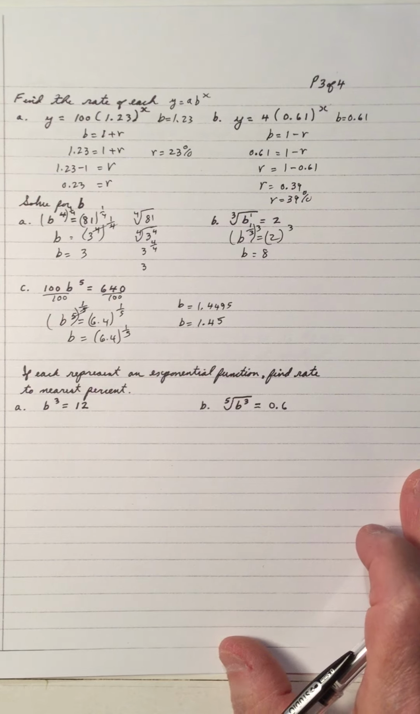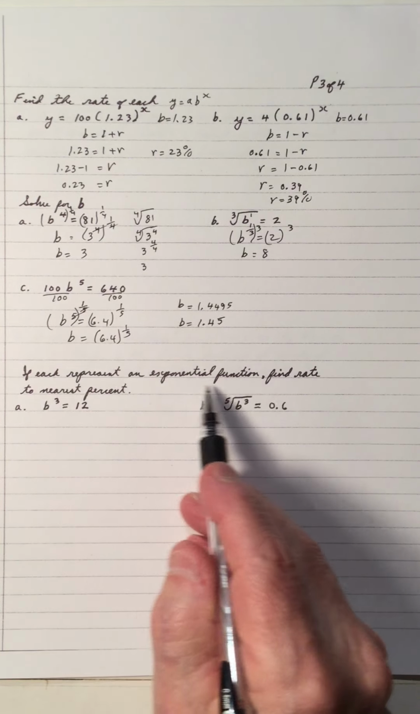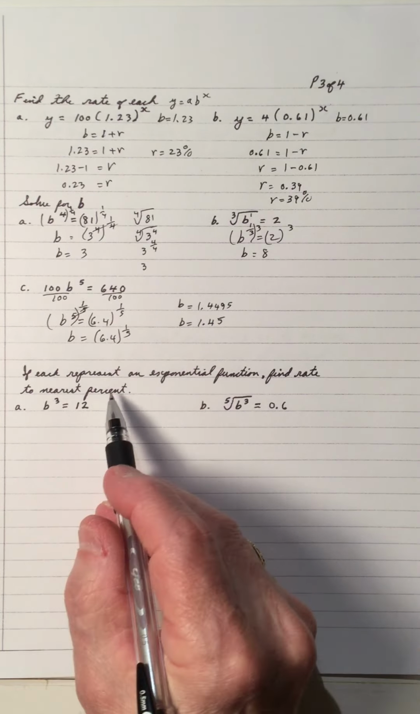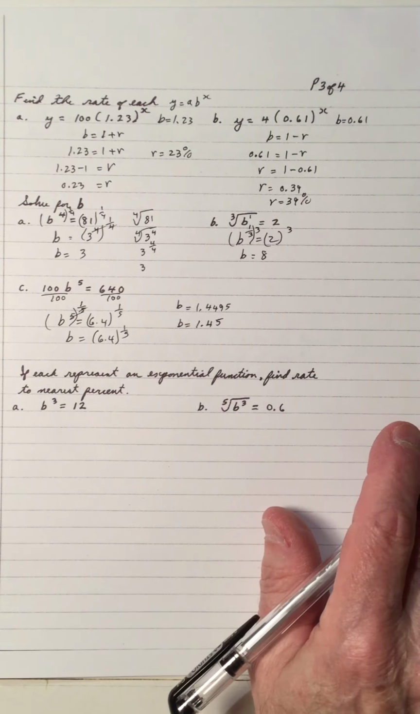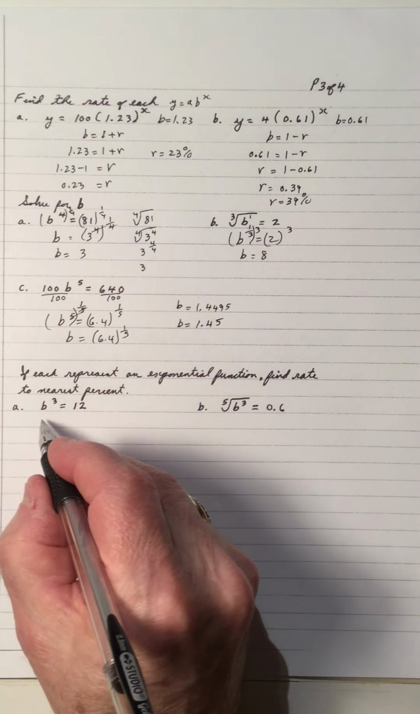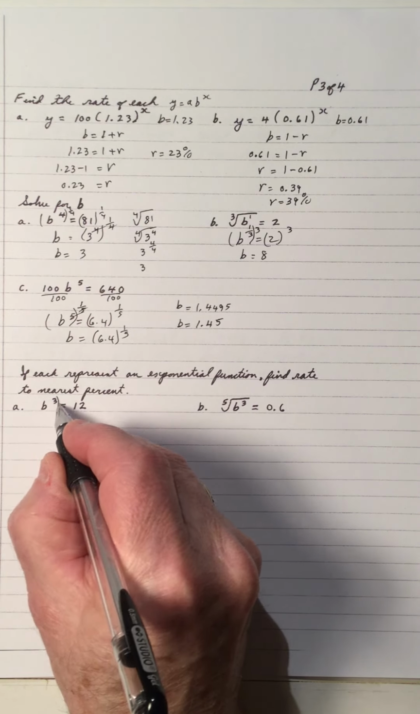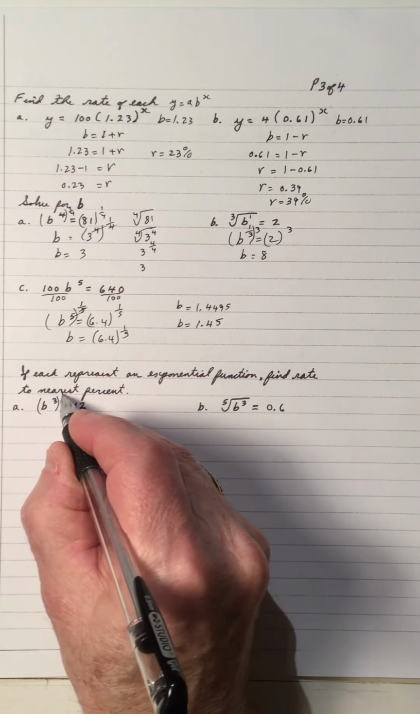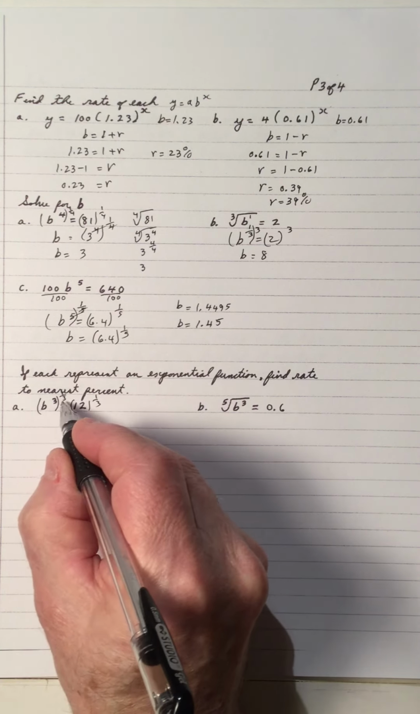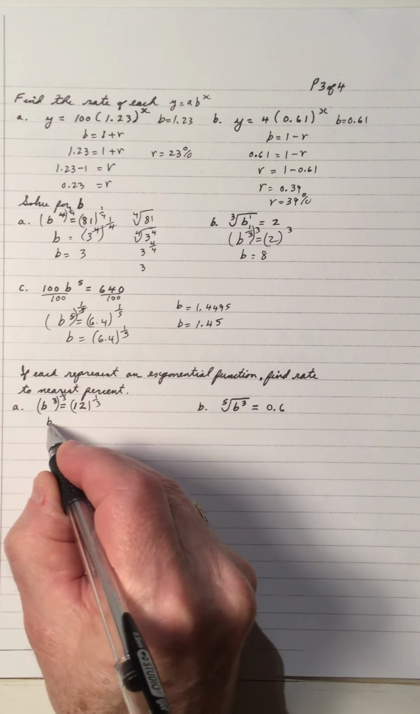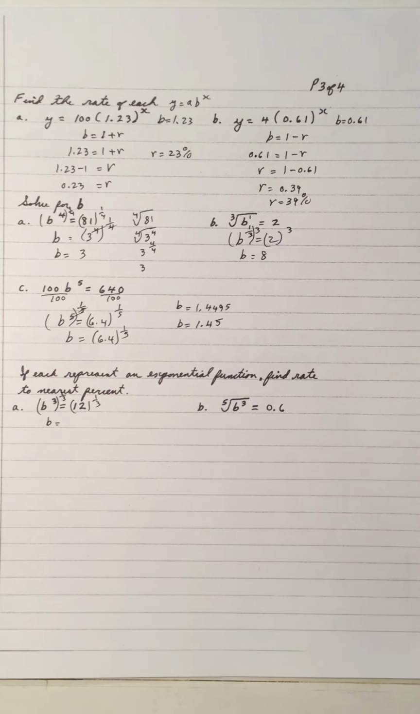Right. Now, if each represents an exponential function, find the rate. So we're going to solve this for the b and then find the rate. So now we're putting it all together. So that's 1/3. So that's a cube, so we do the 1/3 power of each side. So 3 times 1/3 is 1. So 12 to the 1/3.